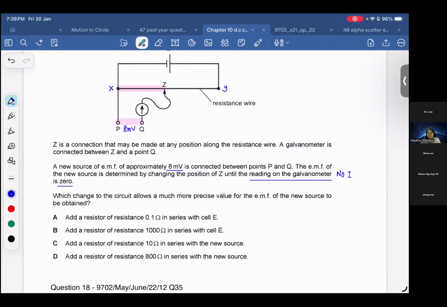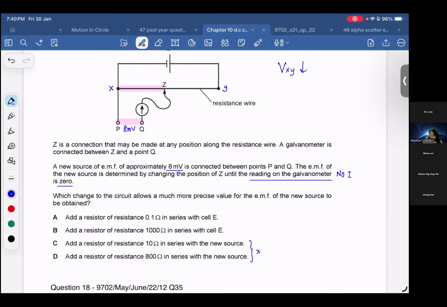Any others? Kai Qian, no. Here, we need to eliminate what answer? C or D is confirmed wrong. C or D are connected in series with the new source, so it doesn't help, no effect for this. We need to consider how we make this part, the voltage across X, Z, smaller. We want to decrease it, make it very small, for example this 8 milliwatt.